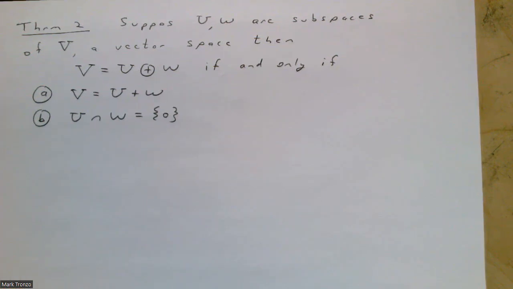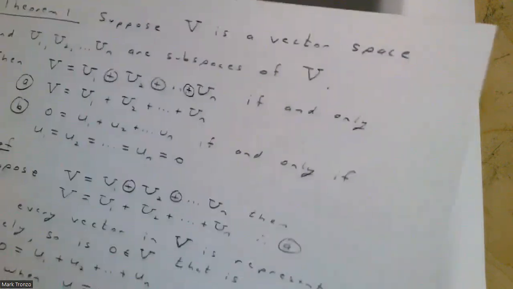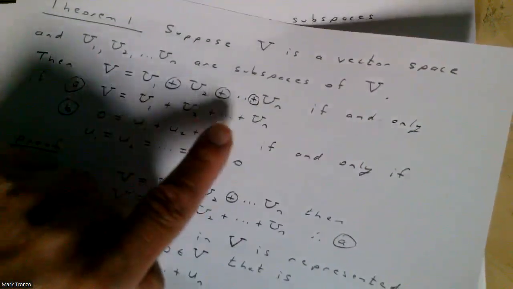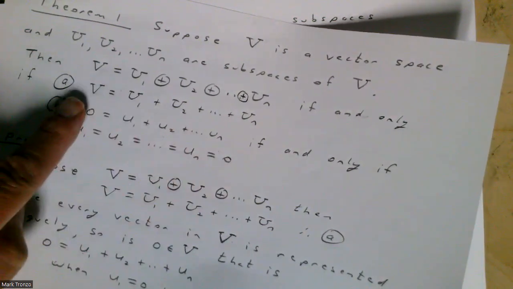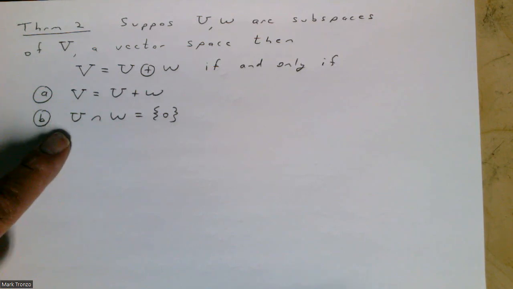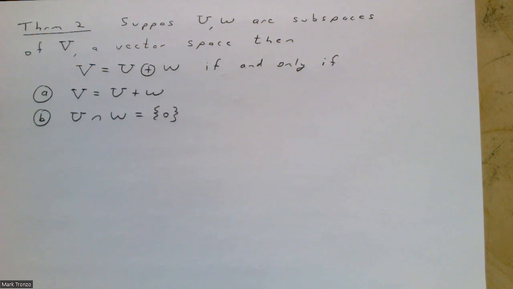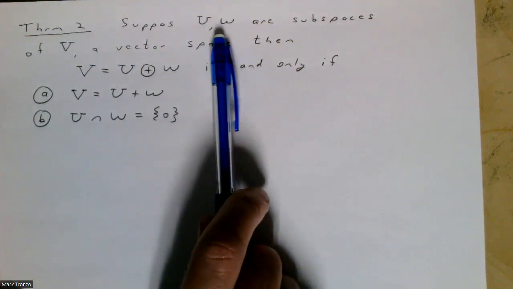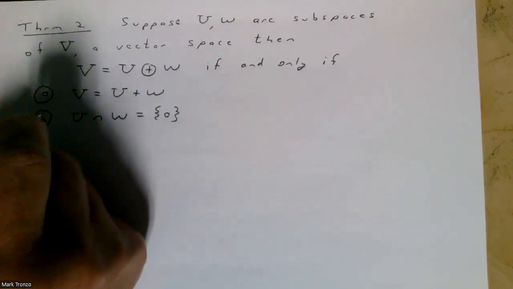Again, it's very similar to a previous theorem. We said that V was the direct sum of these subspaces if they were first the sum of the subspaces, which is the same thing we have here. But for the second one, for B, we have something a little bit different. The intersection of these two subspaces is zero. Now, once again, this only applies when we have exactly two subspaces we're working with. So let's see if we can prove this.